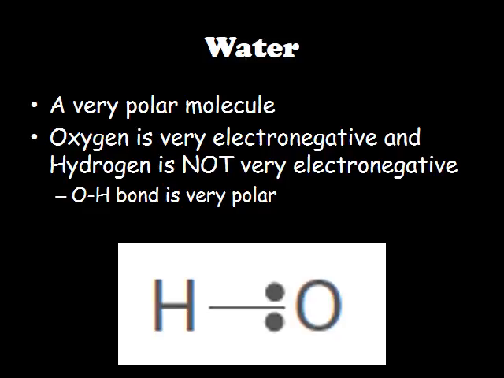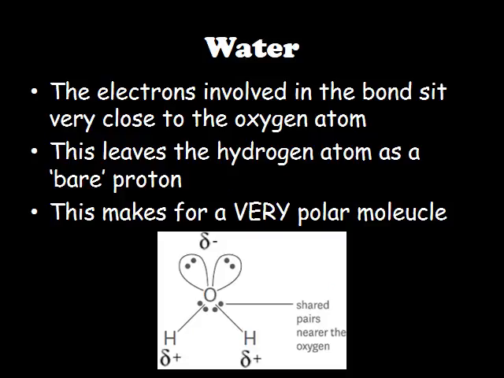So what happens is that we have water. Water is a very polar molecule, so oxygen is very electronegative and hydrogen is not very electronegative. So the O-H bond is very polar. There's a positive section, the H, and a negative pole, which is the oxygen. So the electrons favour the direction of the oxygen. In water, the electrons involved in the bonds sit very close to the oxygen atom due to its electronegativity. This leaves the hydrogen atom as a bare proton and its associated positive charge. This makes for a very polar molecule, as you can see from the diagram.